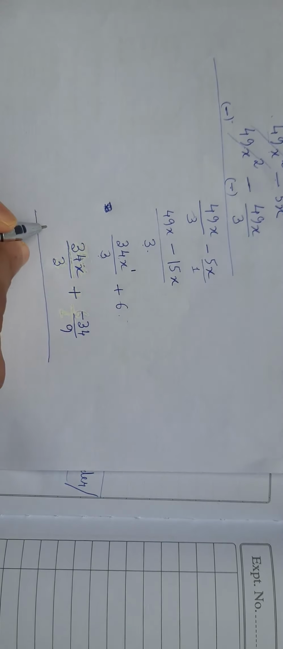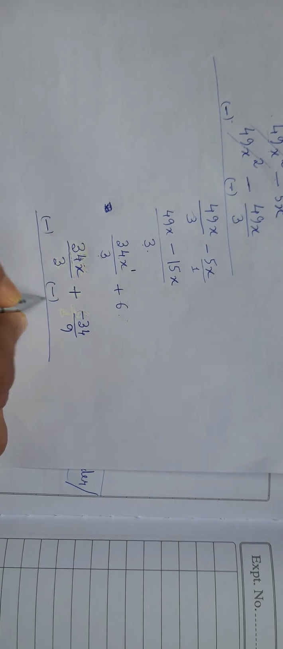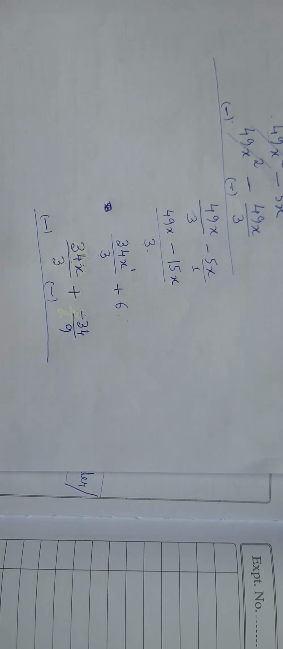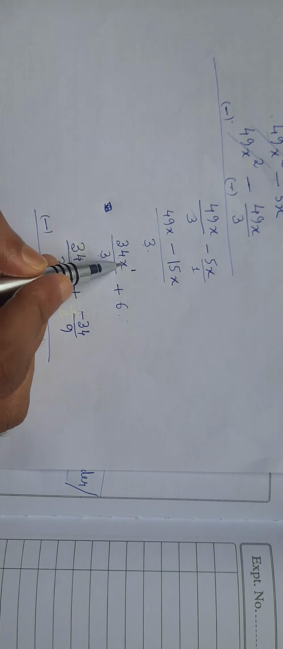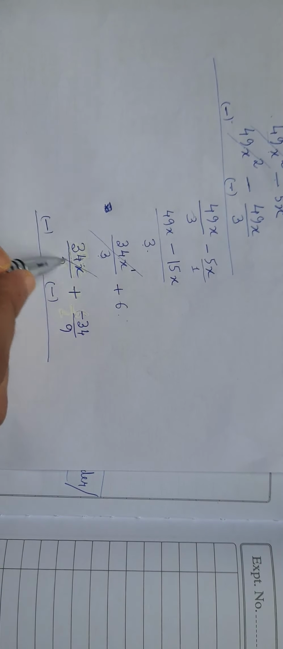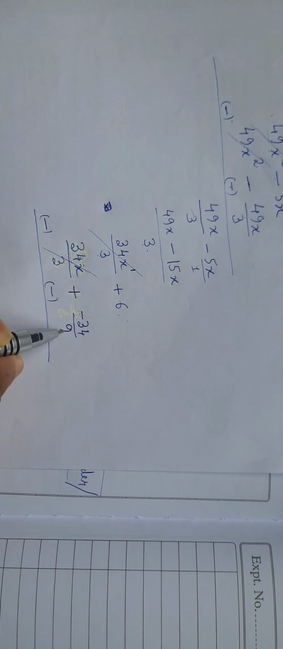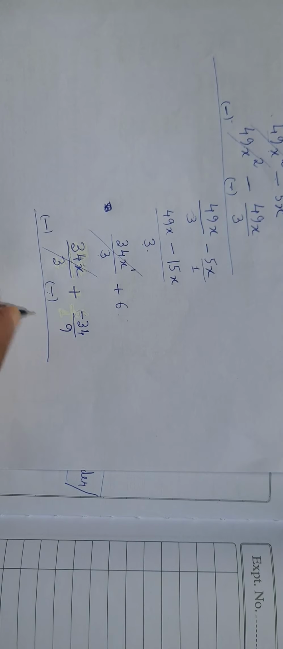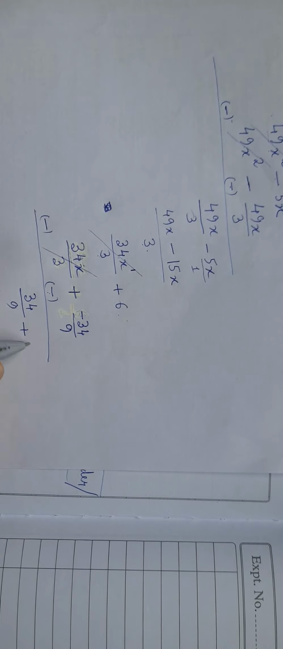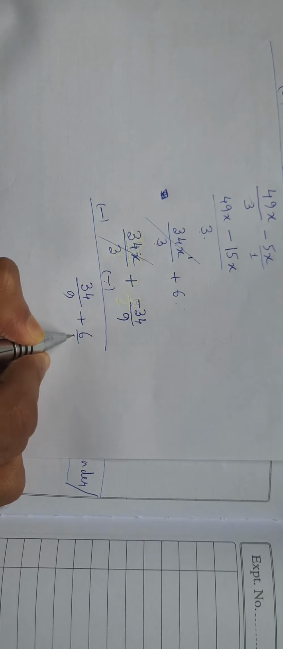Now we'll see, here there is a negative sign, here also a negative sign. So plus 34x by 3 and minus 34x by 3 will be cancelled. Here it is minus 34 by 9 and here it is minus. So this minus and this minus will make it plus. So it is 34 by 9 plus 6. Here nothing is there, that means 1.